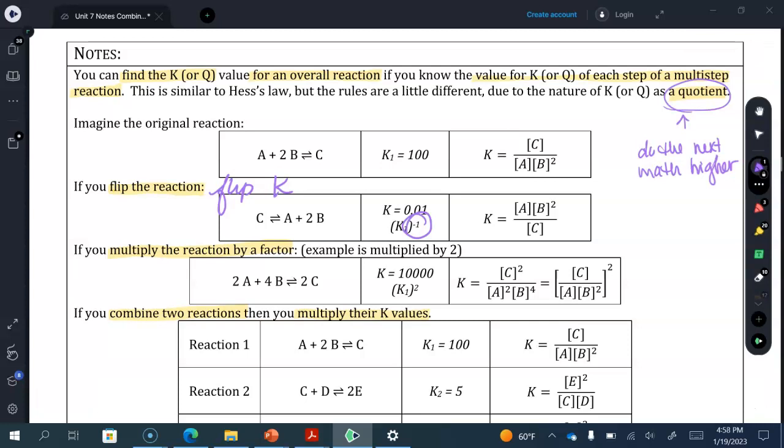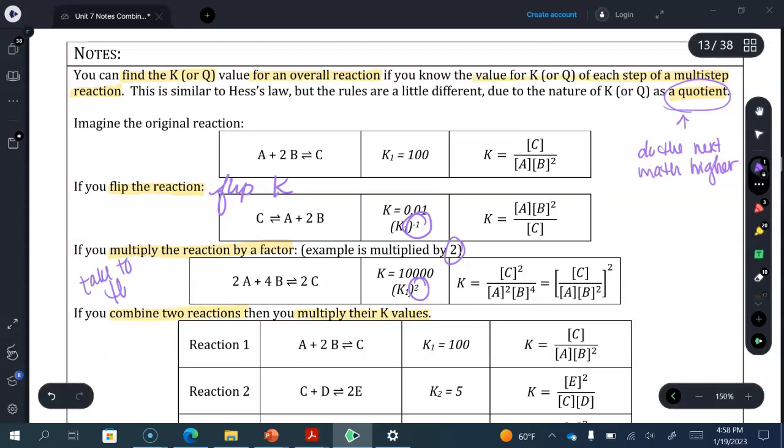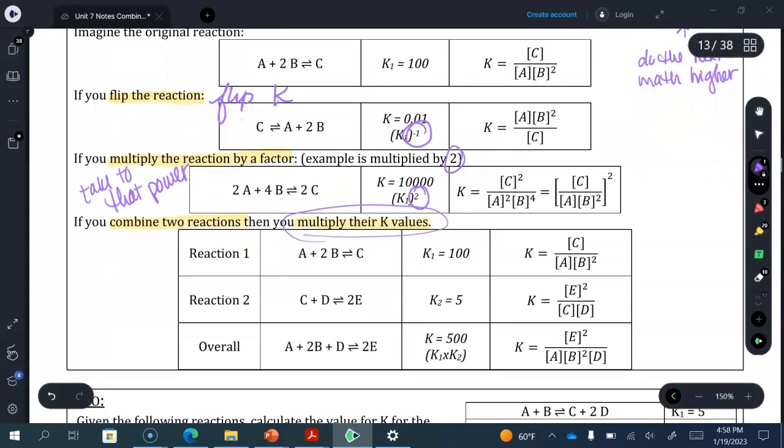If we multiply the reaction by a factor, so in this case we're multiplying by 2, we take K to the exponent. Then if you combine two reactions, so when you add the reactions, you're going to multiply their K values. And we see that here.